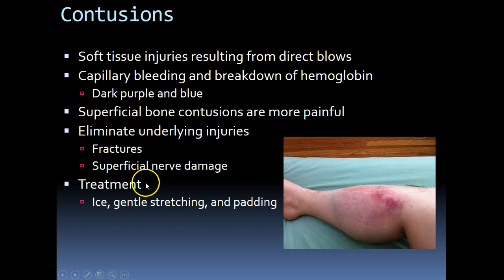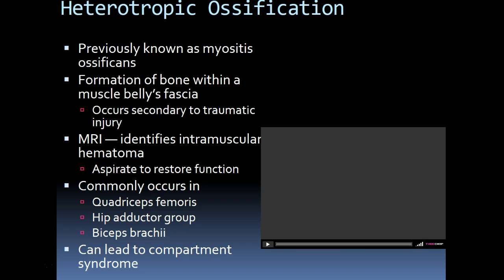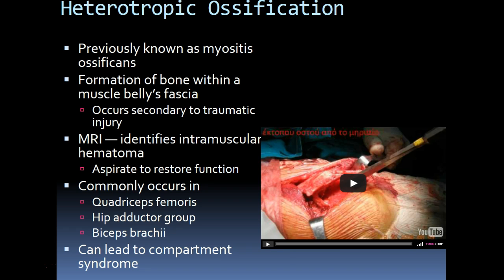And then just quickly, we'll talk about this when we get to specific joints. How do we treat a contusion? The simple answer is to ice it. And then if it's to a soft tissue, once they are pain-free, to stretch it a little bit so that they don't lose their range of motion. And if they're participating, then we want to pad it. So we can kind of create a pad here so that they don't keep taking repeated blows to the soft tissue. Because if they do, then the next pathology that we have is heterotropic ossification.